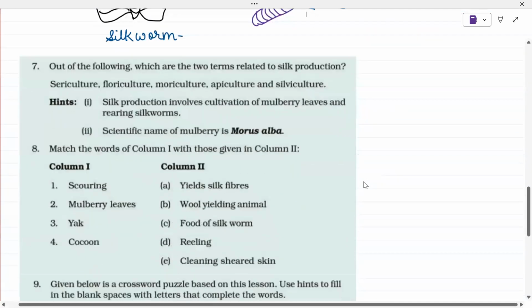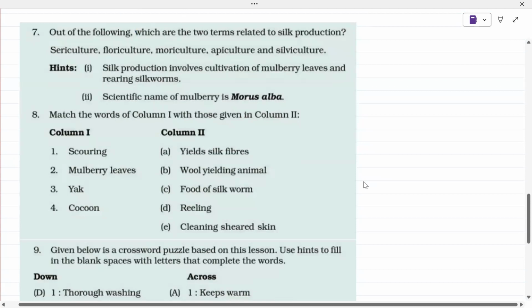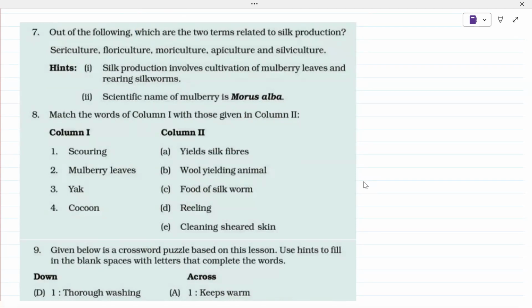Now moving on to next question. Question number 7. Out of the following, which are two terms related to silk production? Sericulture, floriculture, moriculture, apiculture, and silviculture. So here hints are given. We can see that sericulture is the culture of silkworm, right? Which we already know.